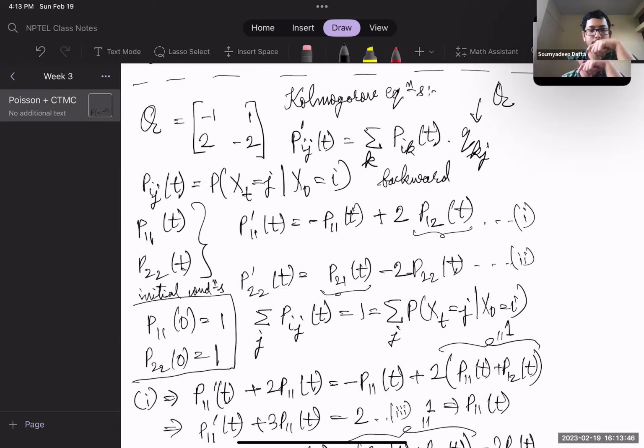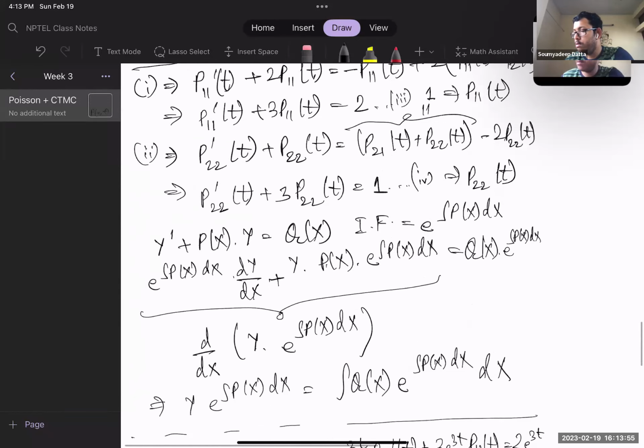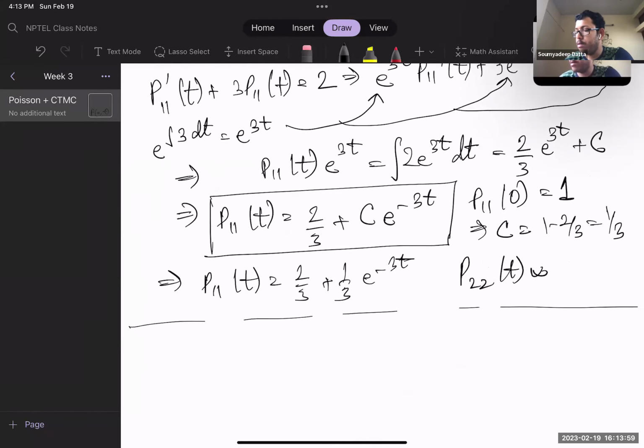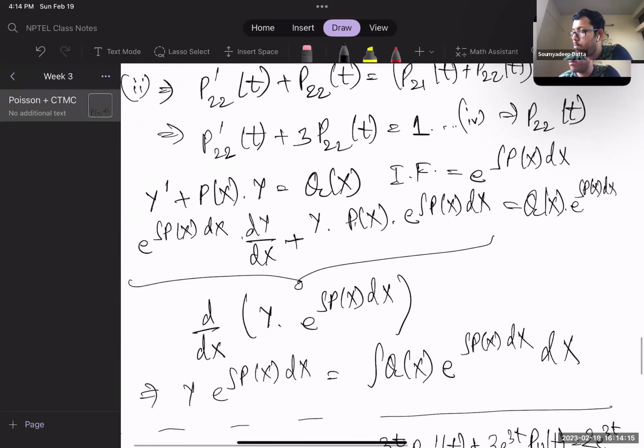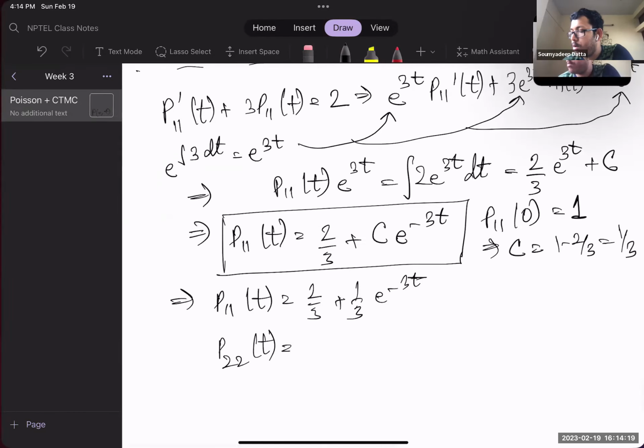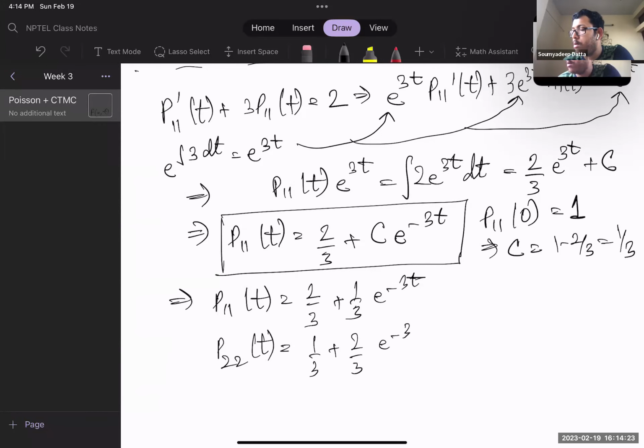If there are no more questions, I'll jump into another topic. Actually, continuing on this, p22 of t, I believe, will come to be something like 1/3 plus 2/3 e to the power minus 3t. Has anybody tried to calculate using the other equation? I think we should just replace 2 with 1 wherever and the other way. My question is, if we take the limit as t approaches infinity, will we get a steady state like transition probability?